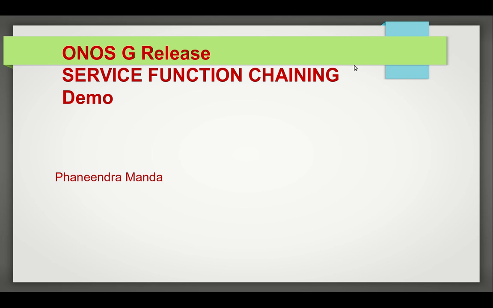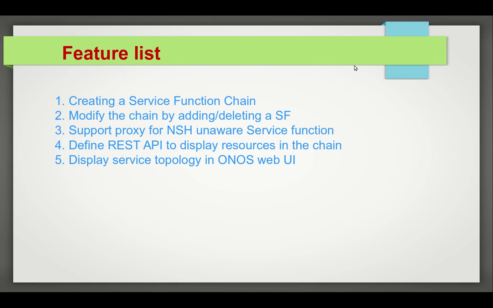Hi, this is a demonstration of ONOS G release features in service function chaining. The feature list includes creating a service function chain with firewall and DPI, modifying the chain by adding as well as deleting a service function, support for proxy for NSH unaware service functions, defining a REST API to display resources in the chain, and displaying service topology in the ONOS Web UI.